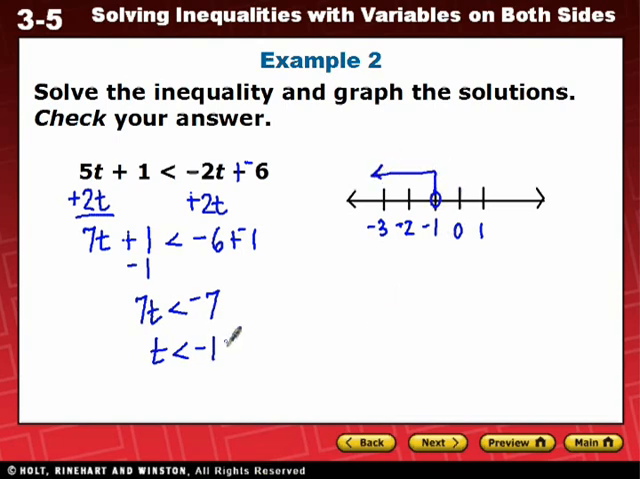Double check, negative 5 plus 1 is negative 4. That should be equal to negative 2 times negative 1 is 2 minus 6, which is also negative 4. And then you can also pick a number underneath your arrow to double check the direction of the arrow. I'm not going to do that one right now. I'm trying to conserve time here.